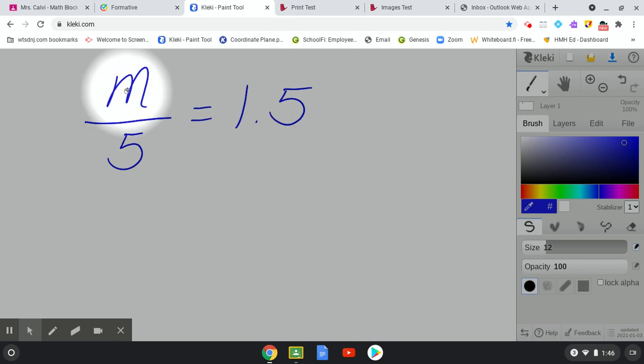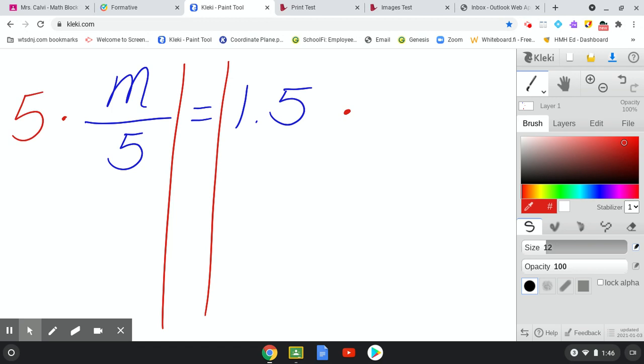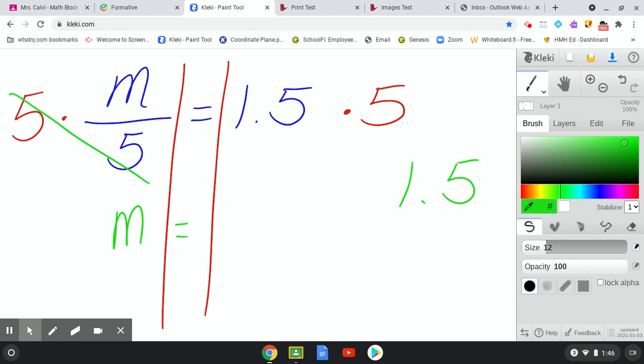So remember, I want to get rid of whatever is on the same side as my variable. This is division. I have to do the opposite in order to solve. The opposite of division is multiplication. So I'm going to multiply both sides by what I want to get rid of, and I want to get rid of that 5. So the 5's on my left side will cancel. I have my variable by itself. I now have to multiply 1.5 times 5.